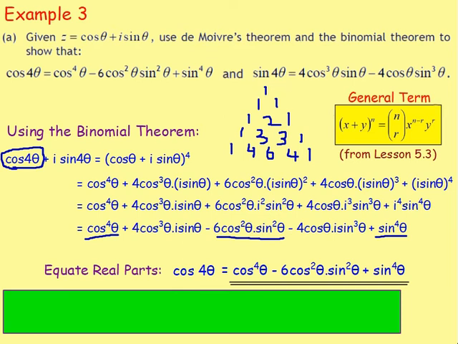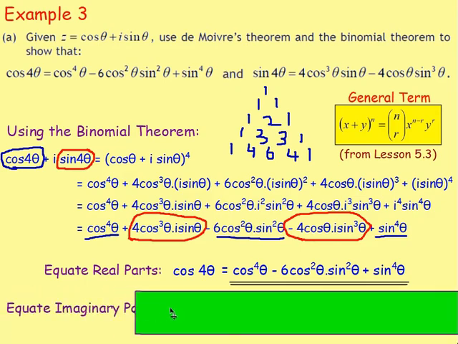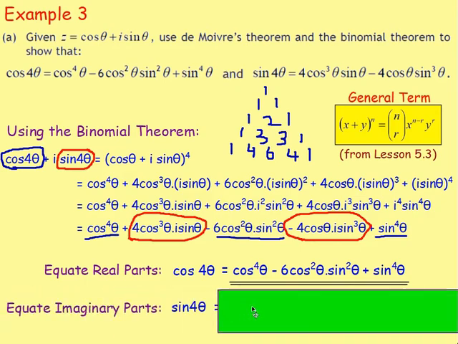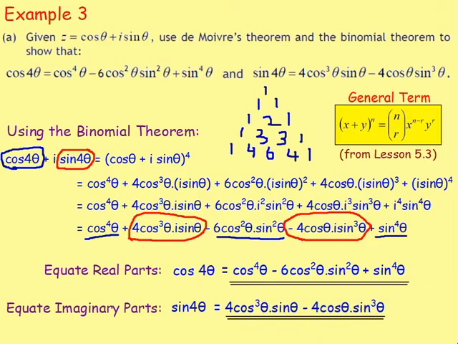And we're asked to show that sine 4 theta equals that. Well, you can see that sine 4 theta is being multiplied by i. It's the coefficient of i, which means it's imaginary. So you would take the imaginary parts here. That's imaginary because it's got an i. This part here is also imaginary because it's got an i. So if you equate the imaginary parts, you'd say that sine 4 theta would equal, and you're just taking these two parts here.